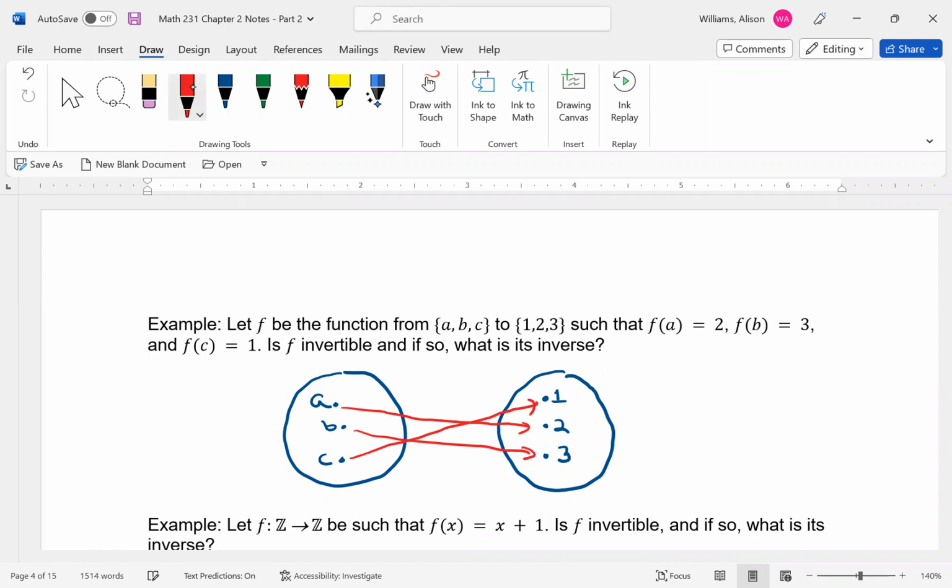Okay, so it is one-to-one, right? Since two things in the domain aren't going to the same thing in the codomain. Also, all of the elements in the codomain are being used, so it's onto. So the answer is it is invertible, and that's because it's one-to-one and onto. Okay, cool. Now that we know it's invertible, they want to know what the inverse is.